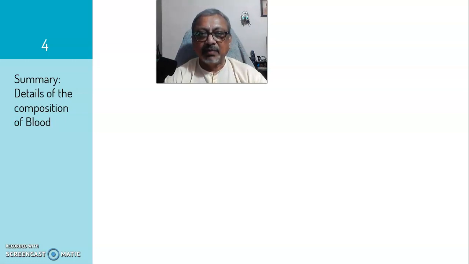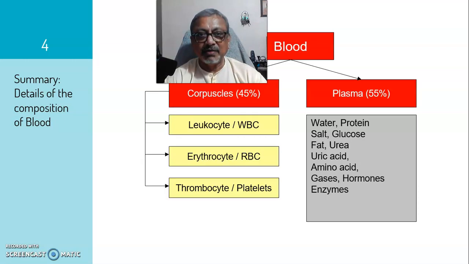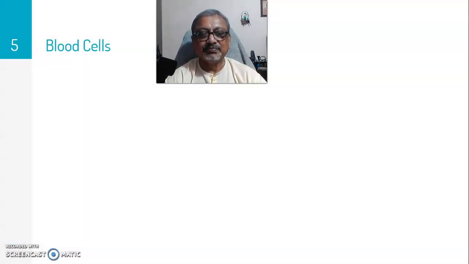So in summary, blood can be divided as per volume into 45% and 55%, and 45% occupies the cells, that is the leukocyte, erythrocyte and thrombocyte, and 55% of the blood is plasma, which contains water, protein, salt, glucose, fat, urea, uric acid, amino acid, gases, hormones and enzyme.